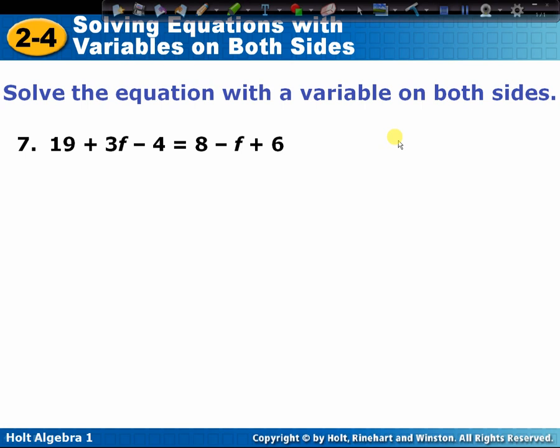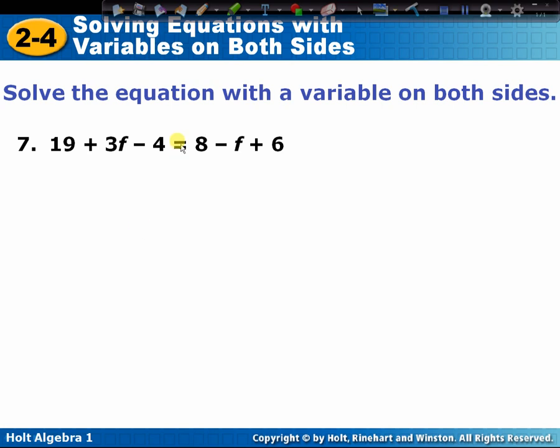Number 7 says 19 plus 3f minus 4 equals 8 minus f plus 6. Again, we're going to go through those 5 steps that we talked about. The first one is, are there parentheses? And in this case, there are no parentheses.